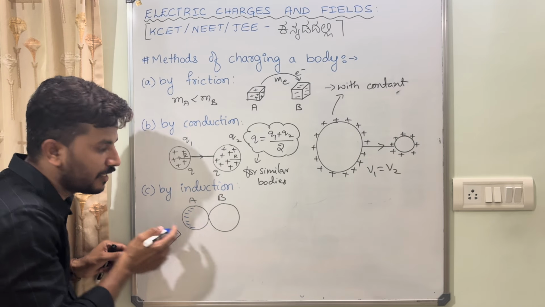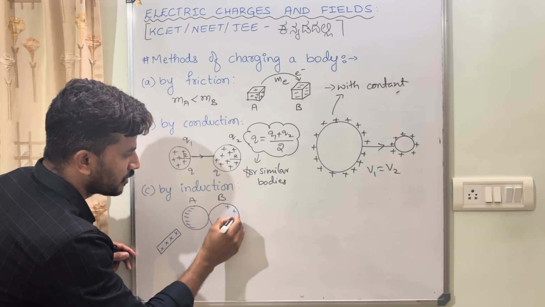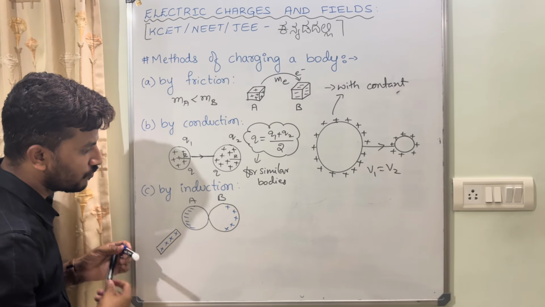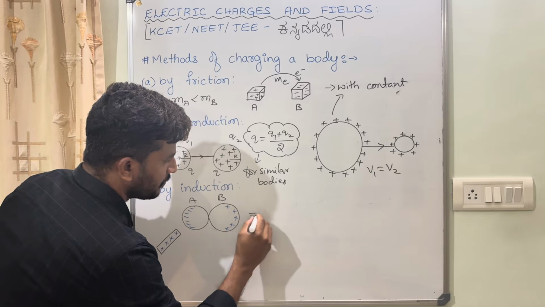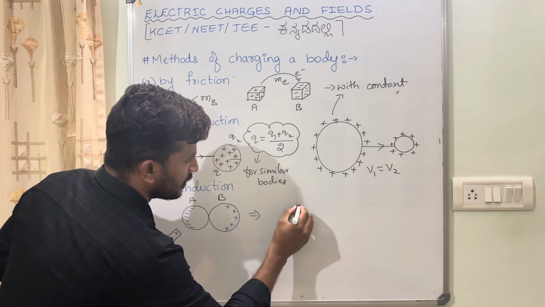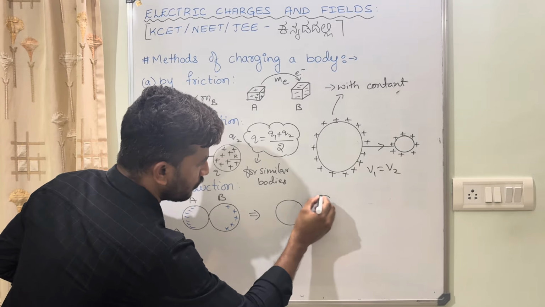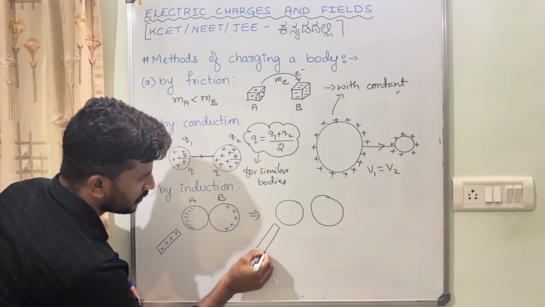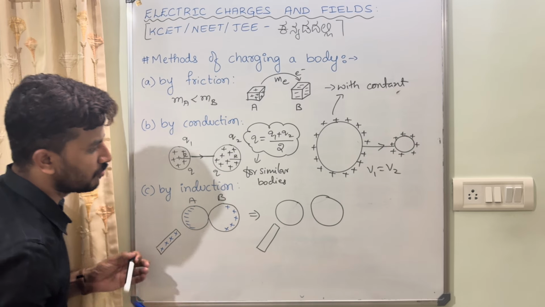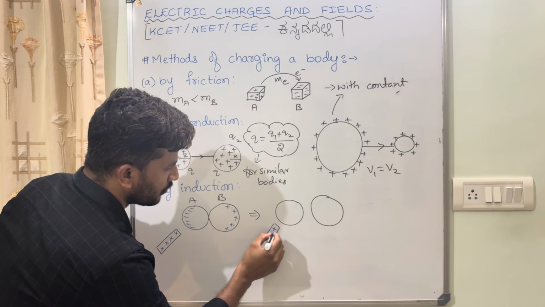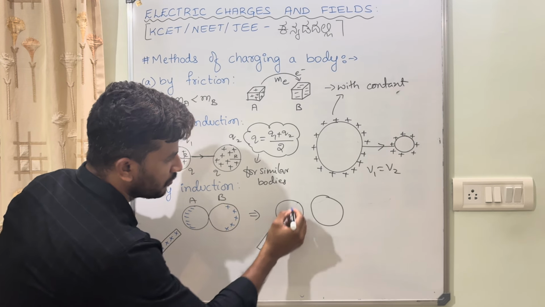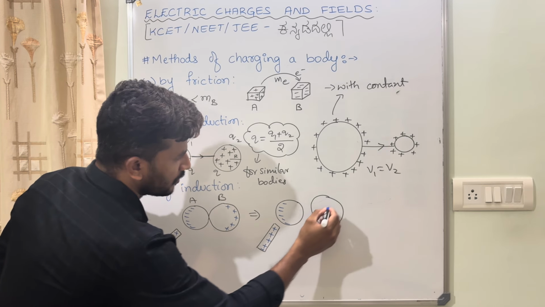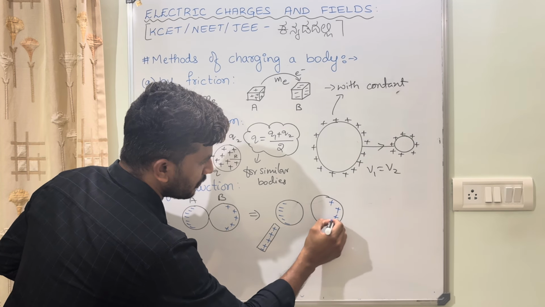Negative charges move towards body A and positive charges move towards body B. This is the first step. In the second step, I will separate body A from body B, keeping this charged body near to it, and create a gap between the two, because the negative charges and positive charges have separated.